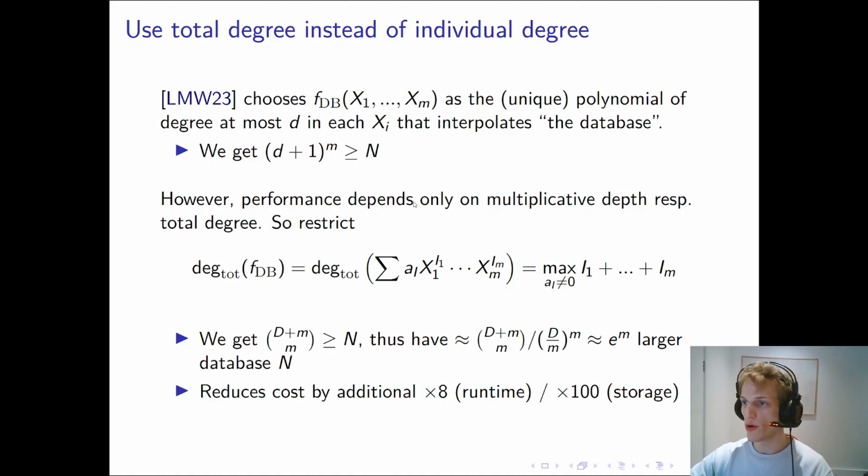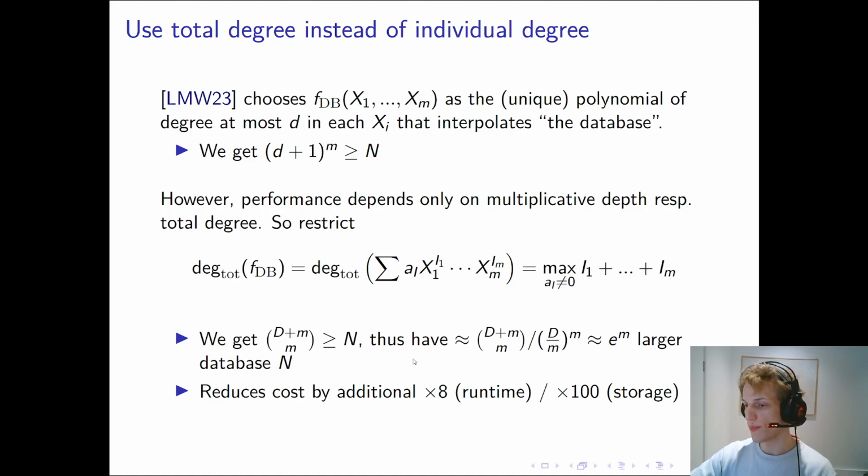So instead, we propose to choose a different F_TB where the total degree is restricted. We define the total degree of a monomial to be the sum of the degrees in each variable. And now, if the total degree is at most d, then we find that the number of monomials of F_TB is (d plus m) choose (d, m), and this must now be larger than n.